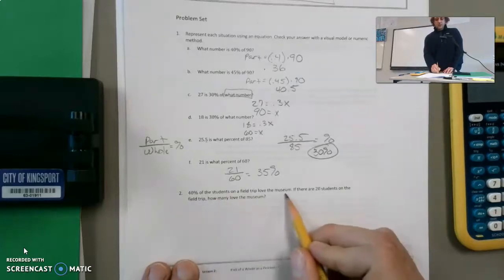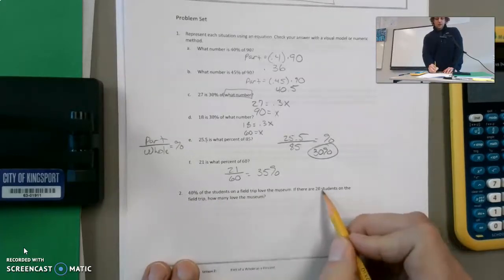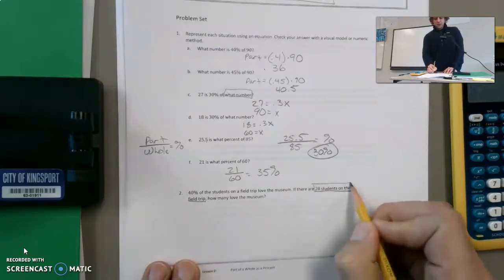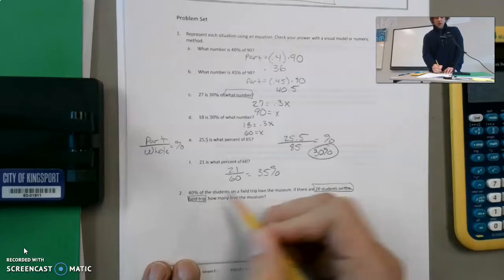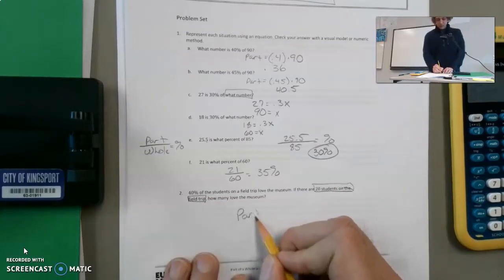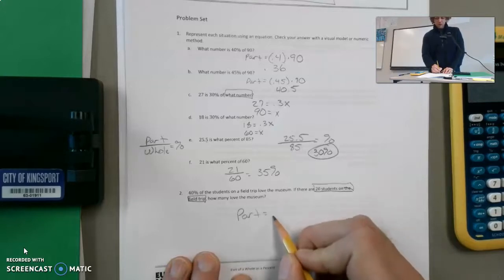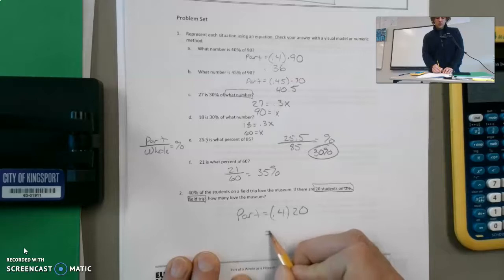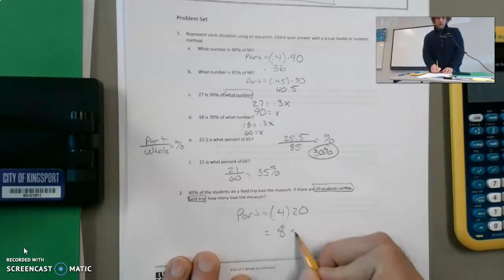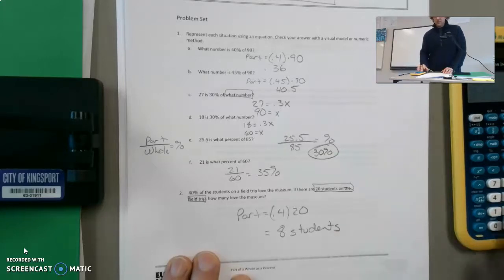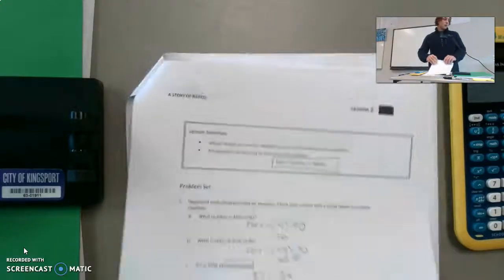40% of the students on the field trip love the museum. 20 students are on the field trip. That's our total. We want to know what part loves the museum. So we've got part, it's going to be equal to 40% of 20. So the amount of students is going to be 8. 8 students. All right, let's go to question 3.